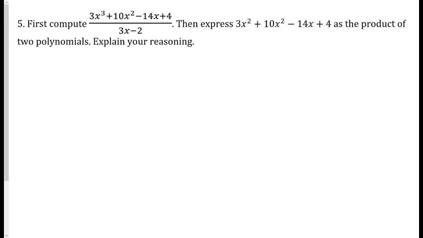Number 5, first compute that quotient, then express 3x cubed plus 10x squared minus 14x plus 4, that's a typo there, as the product of two polynomials. Explain your reasoning. So first let's find the quotient. I'm dividing by 3x minus 2. X cubed divided by x is x squared.